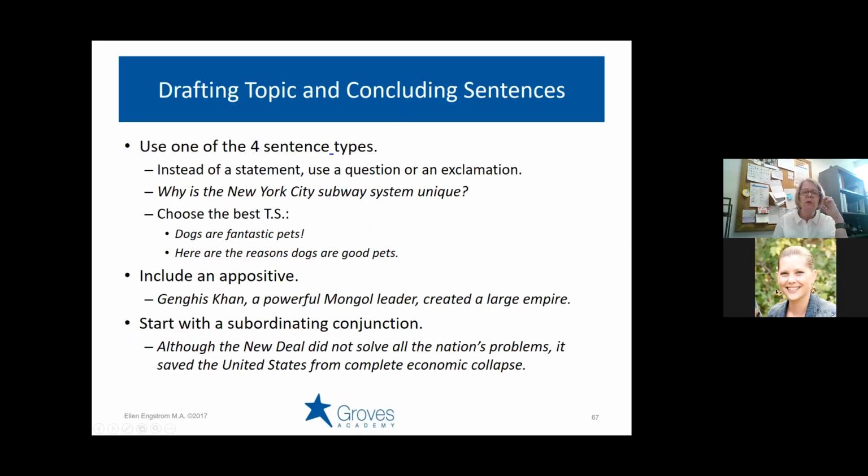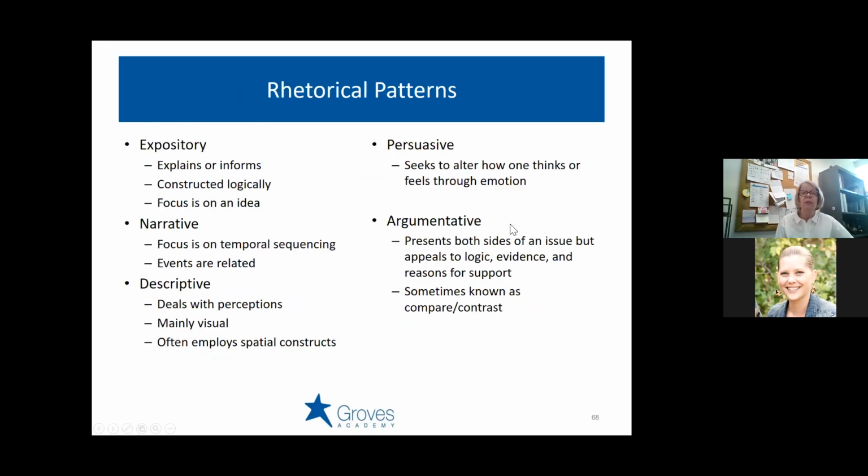You can also ask, one good way to start a topic sentence is by using one of the 4 sentence types. Start your topic sentence with a question or an exclamation. Then using the positives and starting with a subordinating conjunction, that comes along with more sophisticated writers.